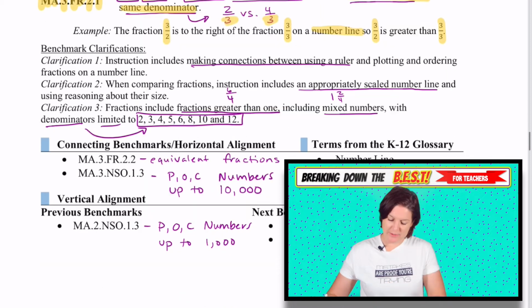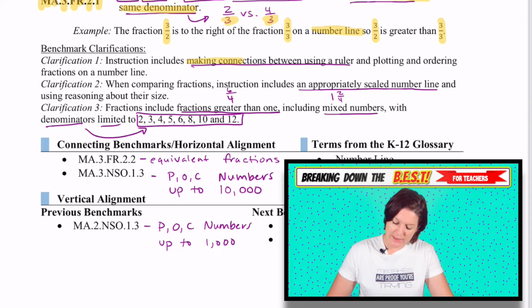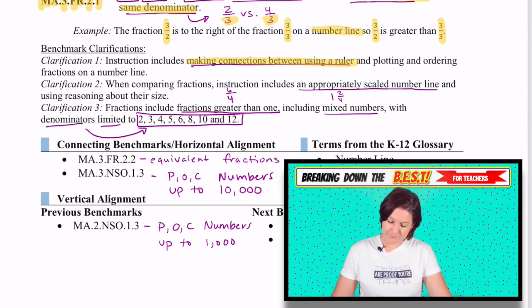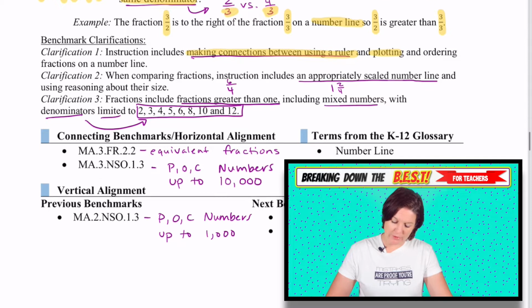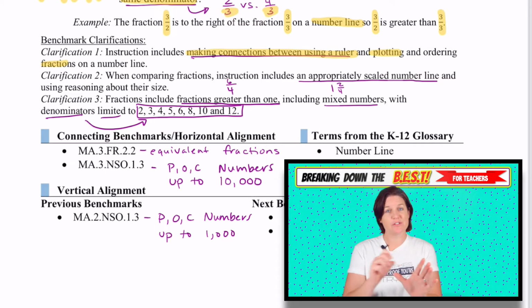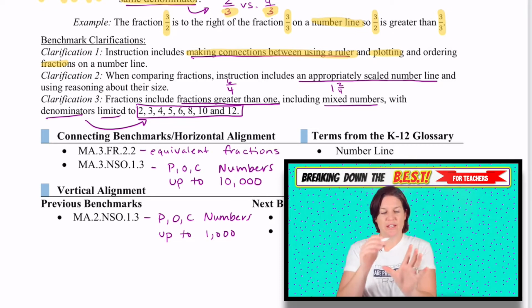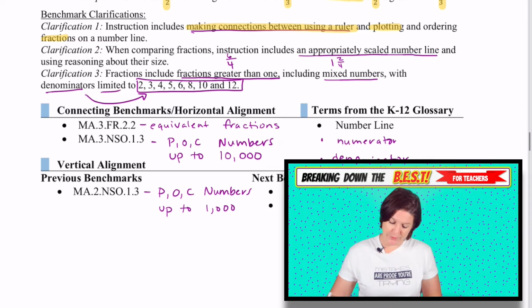So let's continue. Some clarifications that you need to know. It says instruction includes making connections between using a ruler when plotting and ordering fractions on a number line. So getting that straight edge in there is cool, and showcasing how like if you're using centimeters to break your equal parts, that would be helpful there too. It says when comparing fractions, instruction includes an appropriately scaled number line, which you will see in the Taking On the B.E.S.T episodes. So students can use reasoning about their size.